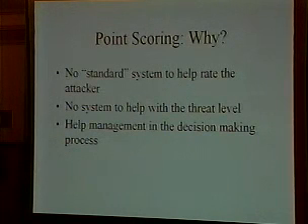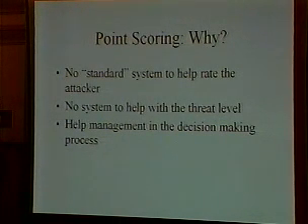Point scoring. I've given a presentation similar to this at SANS. I've gotten a lot of feedback. A lot of people are like, "Why do you have points?" And my simple answer is the easiest thing I could come up with. And I like the KISS philosophy: keep it simple, stupid. Nothing complex, nothing that would require a degree in physics to figure it out.